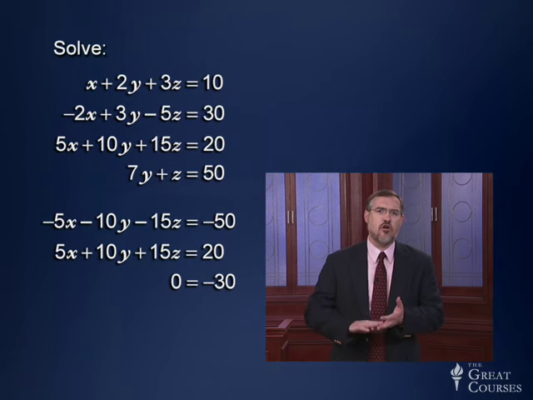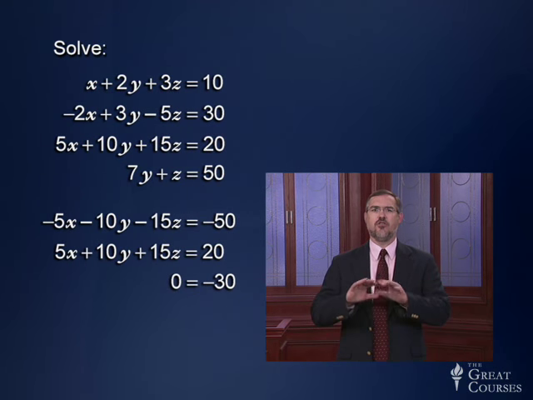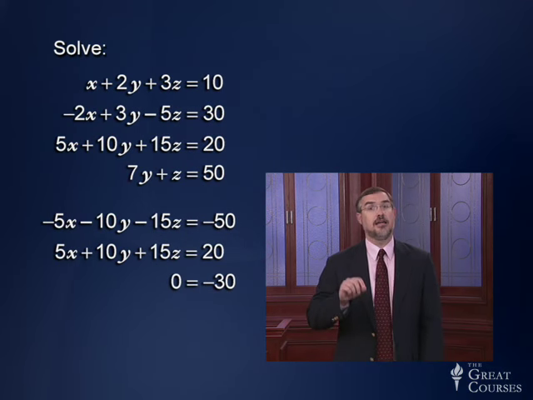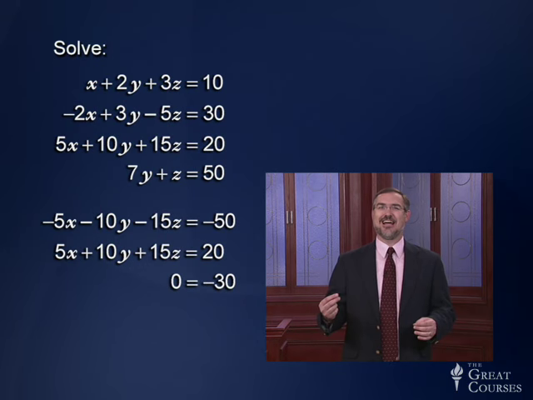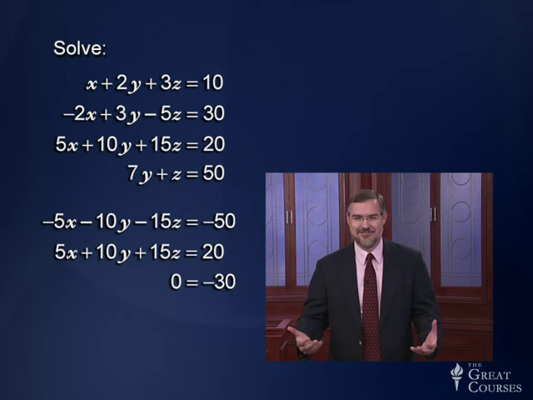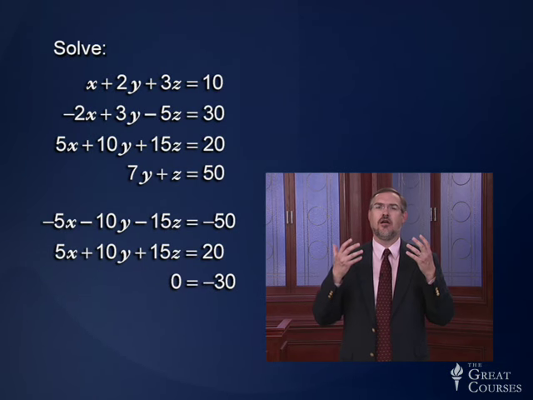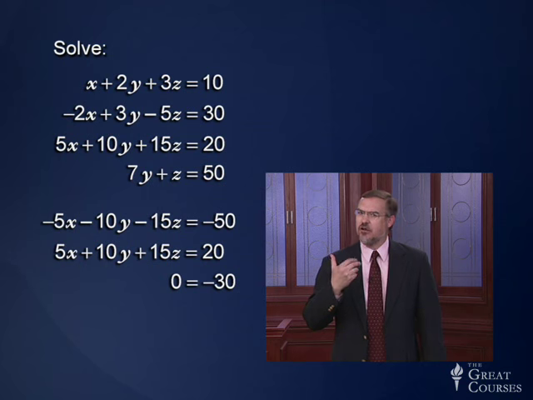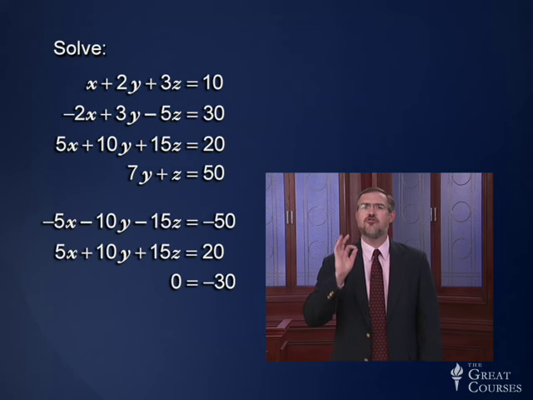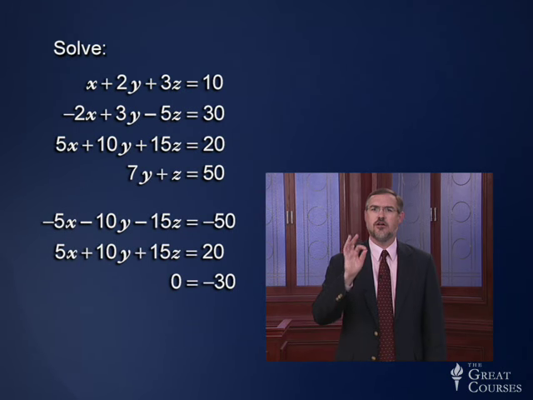Now, it wasn't wrong that we eliminated more than one variable. That's not the problem. But it is wrong that 0 equals negative 30. 0 is never equal to negative 30. And so that's a problem. Is it our problem? No. We just have to interpret what's going on correctly.